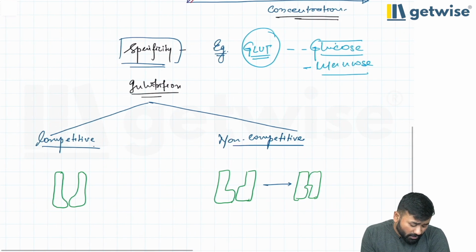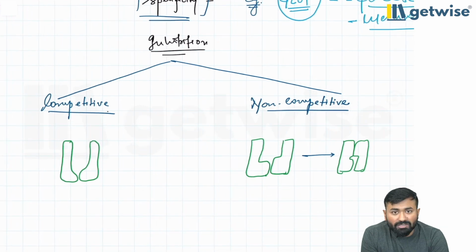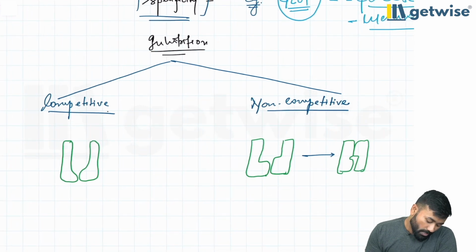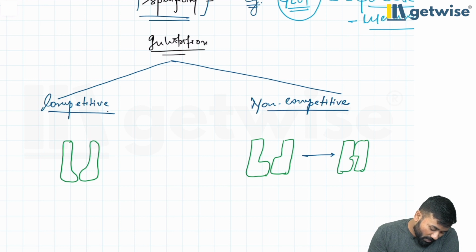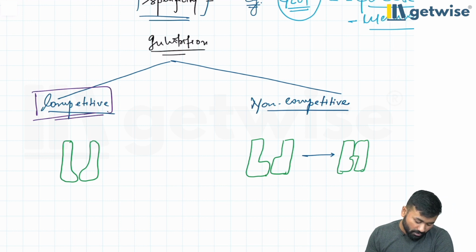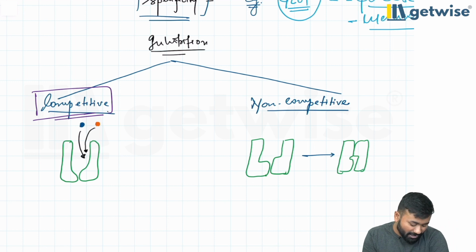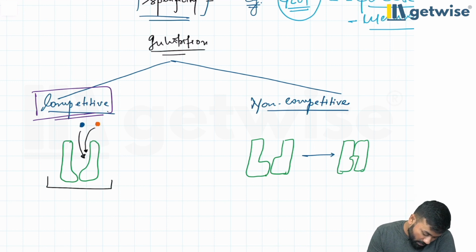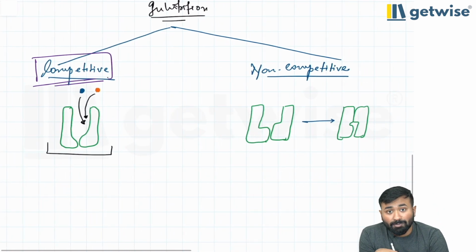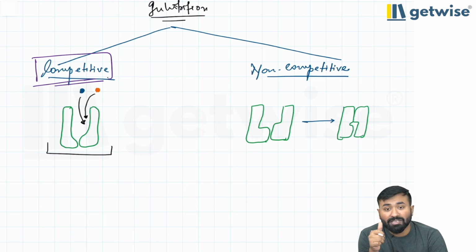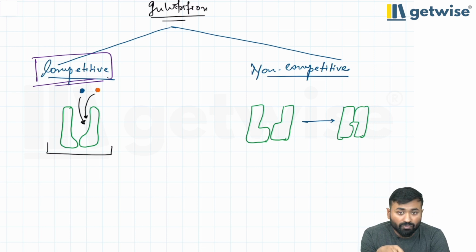Now there is one more thing that is called inhibition. Inhibitions are divided into two types. The first one is called competitive inhibition. Here there are two substances that have to be transported, and they compete for a single receptor site on the carrier protein. When they compete for a single receptor site, obviously the speed or the rate of the transport will decrease. The rate of the transport will decrease for one molecule.